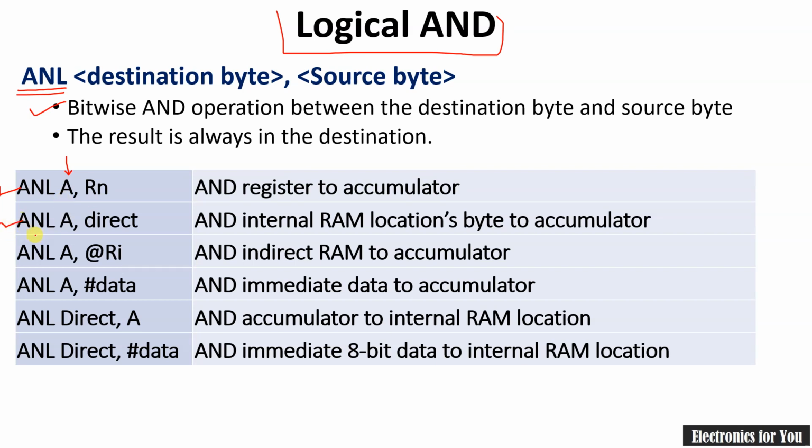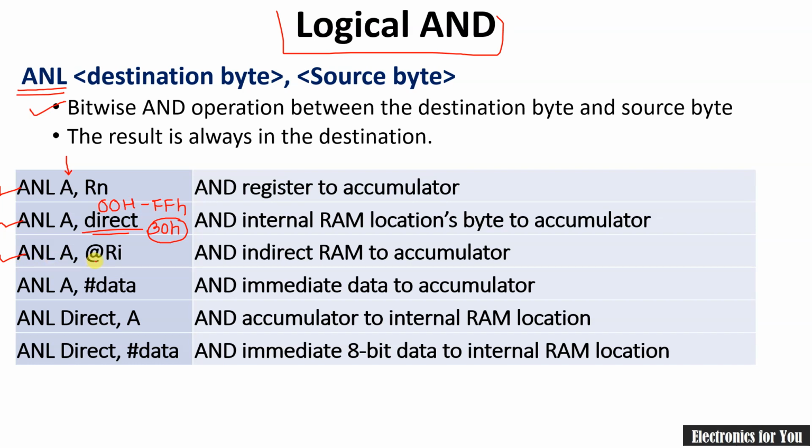Next instruction is ANL A, direct. Here direct may be any address from 00H to FFH. Preferably the 30H address is chosen, which indicates the internal memory location used for the storage of data. Here the content of the accumulator and this direct memory location will be ANDed, and the result will be stored in the accumulator.